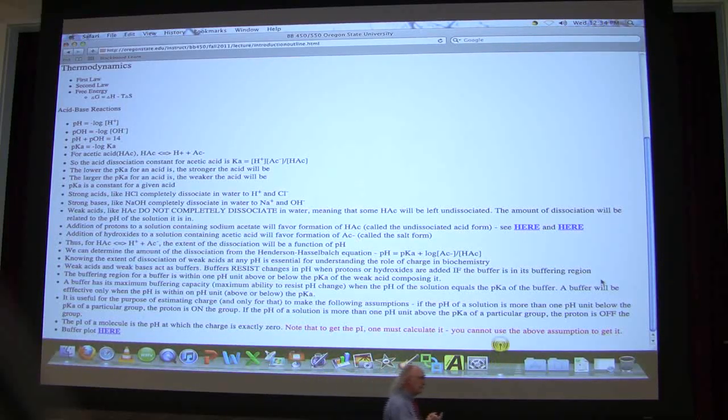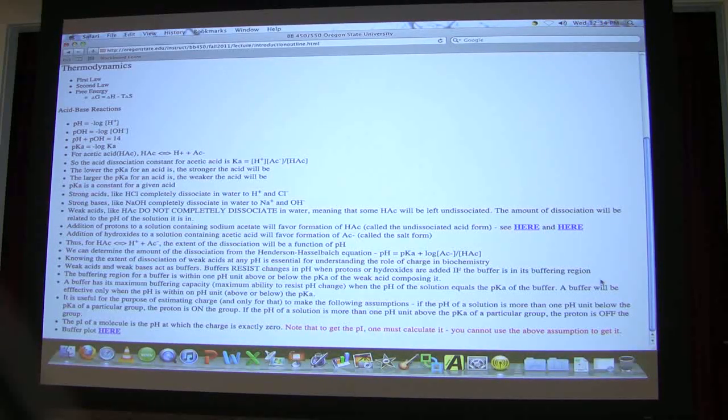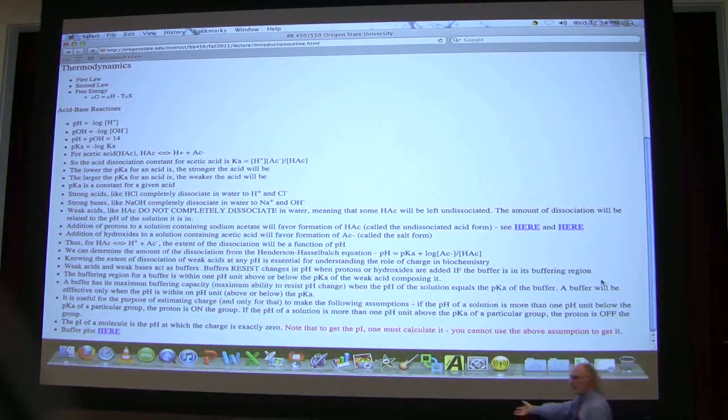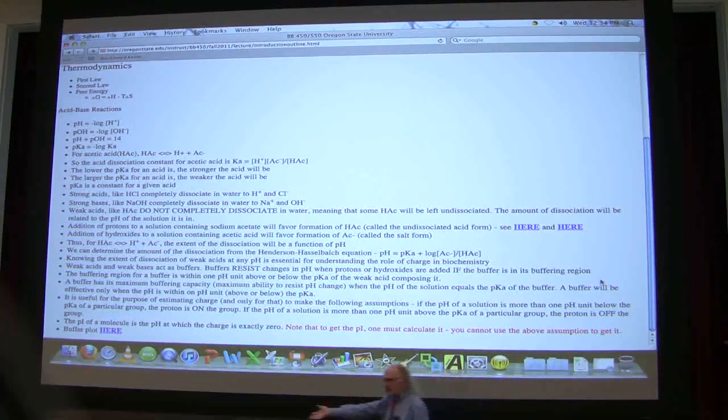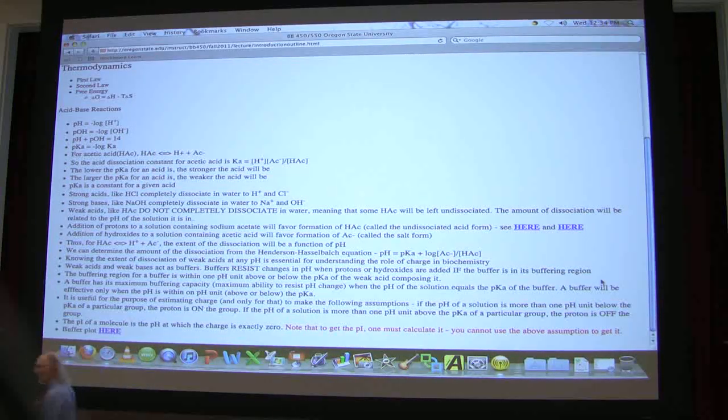What if I add, let's say, 0.1 molar HCl to that in equal volume? What's going to happen to that buffer? Based on what I've just told you, what are you going to see happen? I add HCl, I'm going to lose salt, right? I'm going to make acid. How much salt can I lose? 0.05. But I've just added twice that amount of HCl.